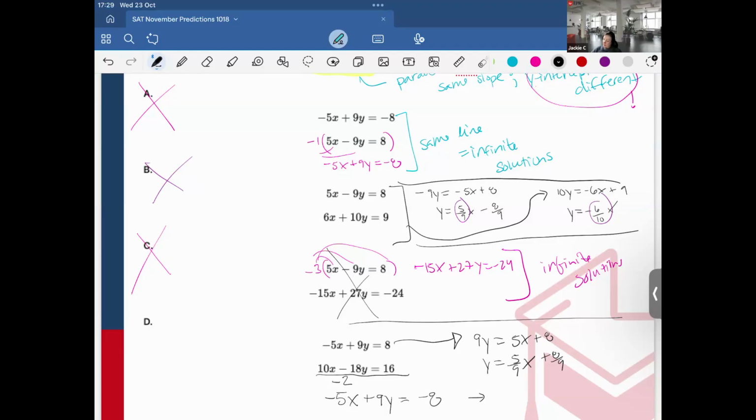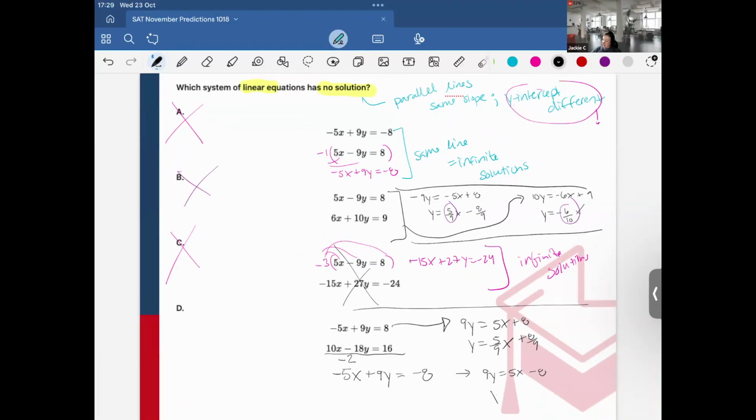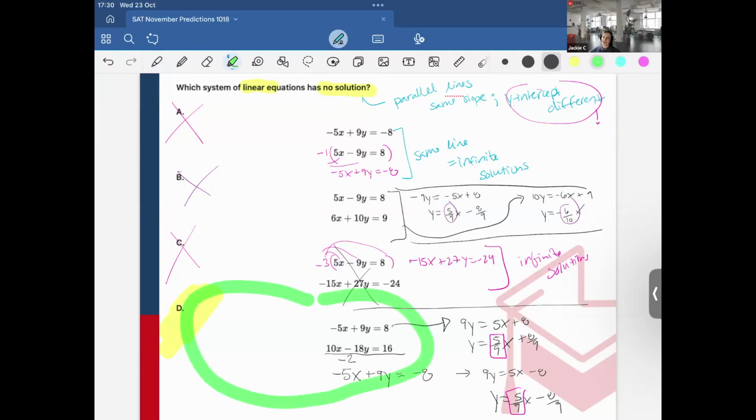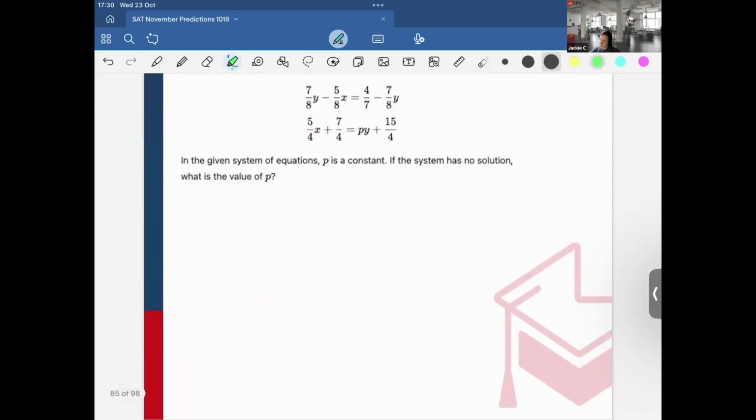And this one here rearranged, same thing. 9y equals 5x minus 8. And so y is equal to 5 ninths x minus 8 ninths. They do have a different y-intercept. And I can see that the slopes are indeed the same. So therefore, we can safely choose option D. But just be careful with these ones. Do not choose the infinite solutions value.